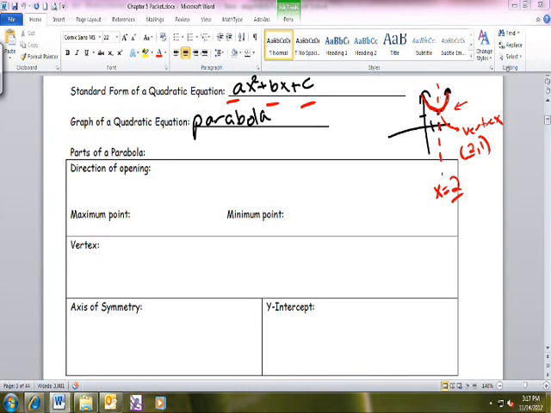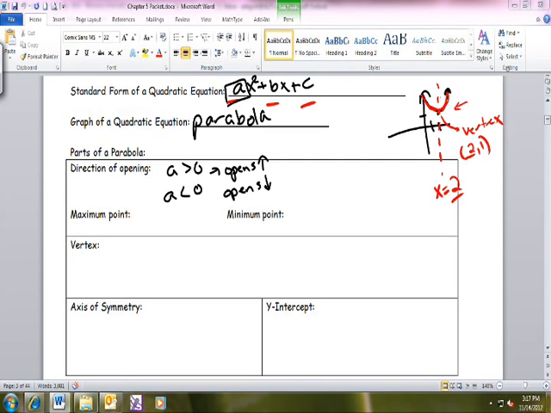Alright, so those are our main parts of the parabola. So let's see how we want to find them. Now, in general, if the a term is positive, then the graph is going to open upwards. So if a is greater than 0, that tells us that the graph opens up. If a is less than 0, that tells us that the graph opens down. Usually pretty easy. If it's positive, it goes up. If it's negative, it goes down.